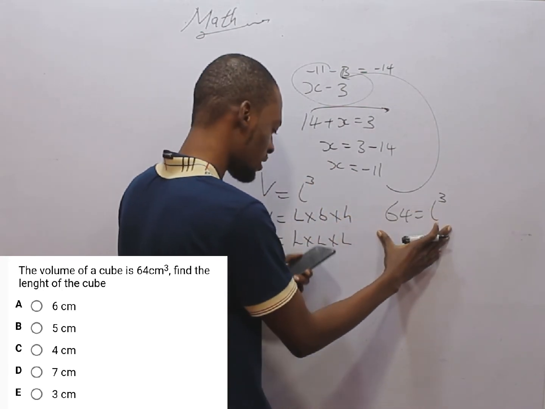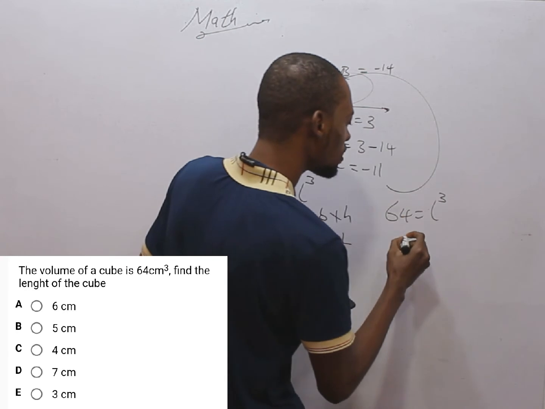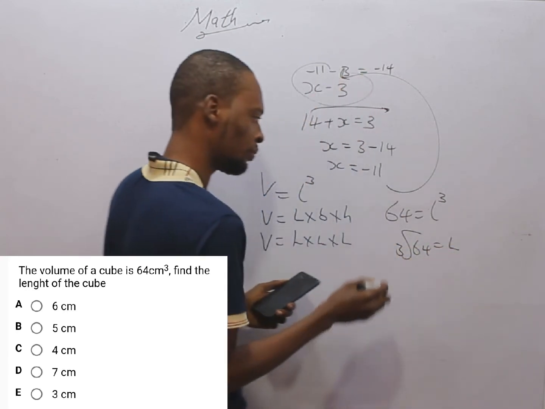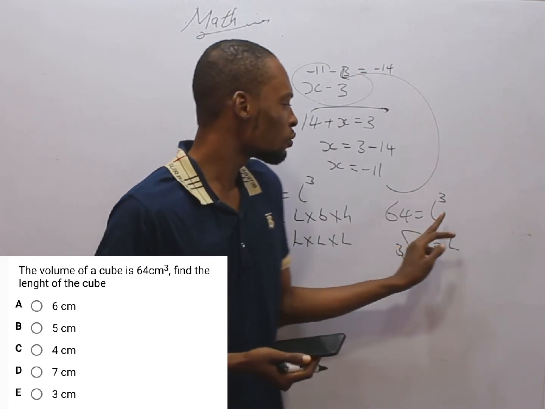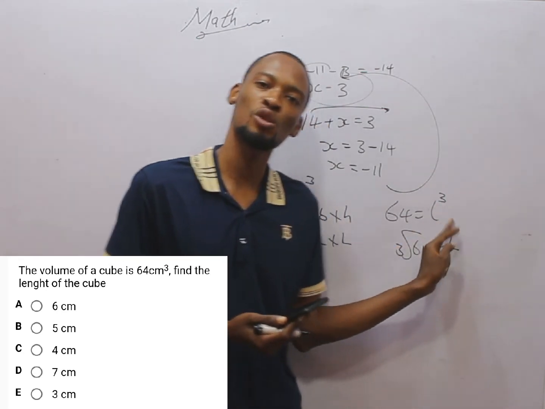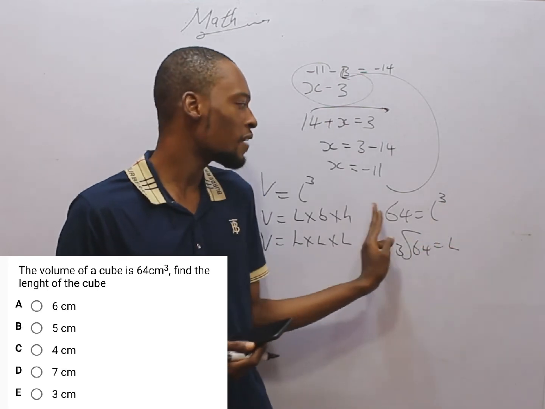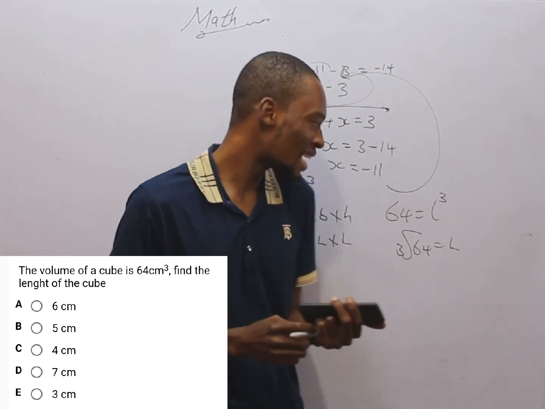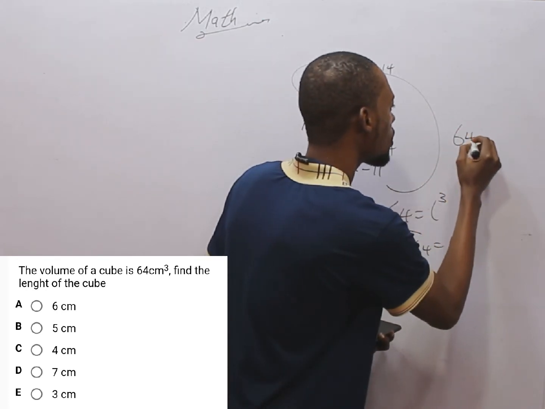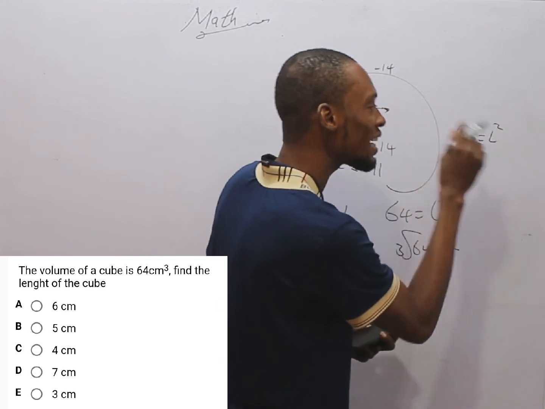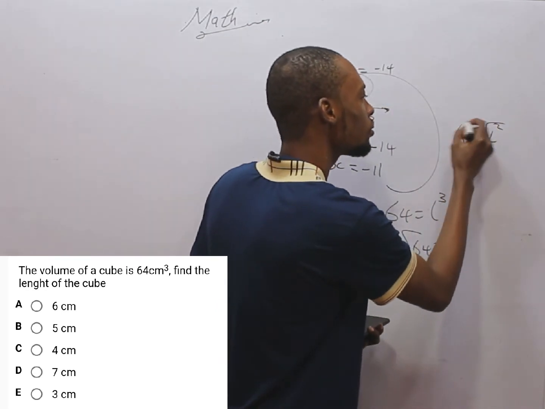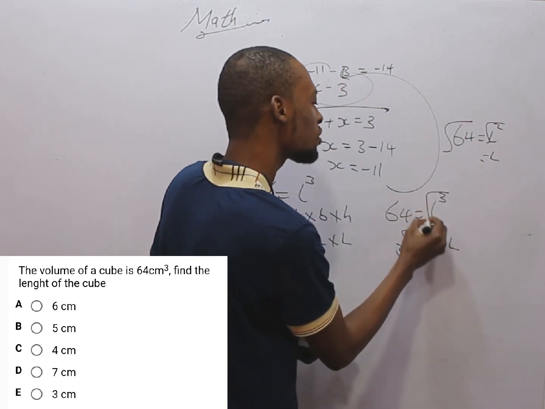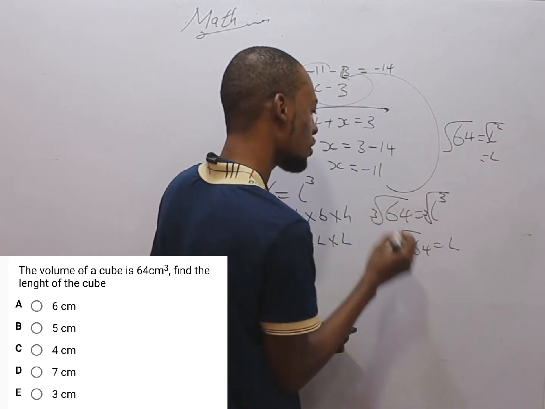Now how do we get the length? The length will simply be the cube root of 64 is equal to L. When you are given raised to the power of 3, it's referred to as cube. To remove cube, you find the cube root of both sides. To remove square, you find the square root of both sides. If I say 64 is equal to L square, to get only L, you look for the square root. Since this is cube root, you find the cube root of here, and you find the cube root of here.